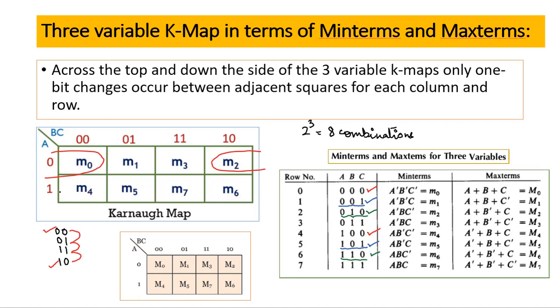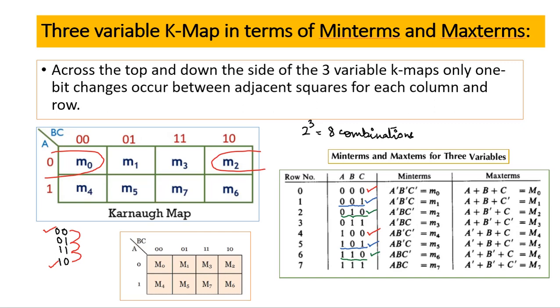This is the Karnaugh map which corresponds to the min terms, and this is the Karnaugh map which corresponds to the max terms. Everything remains the same, even the mapping, that is 00, 01, 11, 10, same as that of the min terms. The only difference is that here we represent this as an uppercase letter M. Now let us solve some numericals in terms of the min terms.